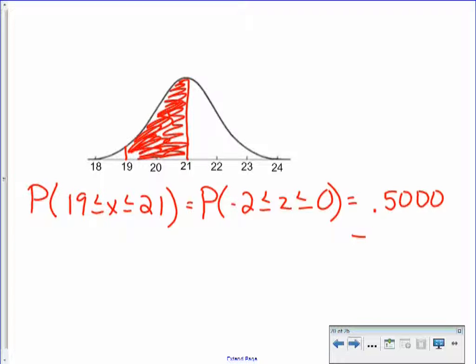And then we need to subtract off whatever -2 is equal to. If I look up -2.00, it's 0.0228. After doing all of that subtraction, you should end up with 0.4772. Questions?